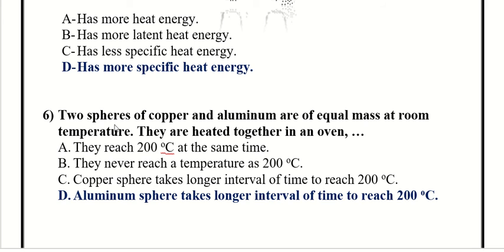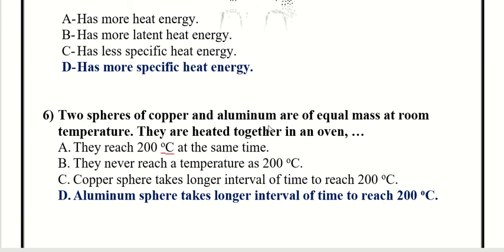Question number 6. Two spheres of copper and aluminum are equal in mass. At room temperature, they are heated together in an oven. What would happen here? The thing in this question is that we have to decide which one has a higher specific heat capacity, aluminum or copper.